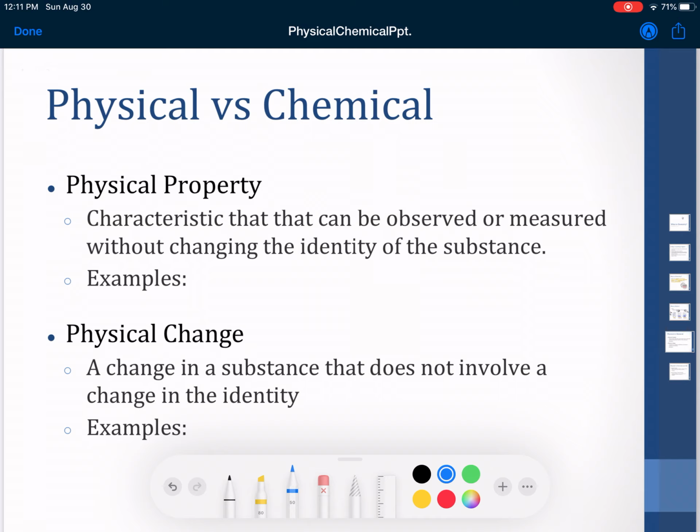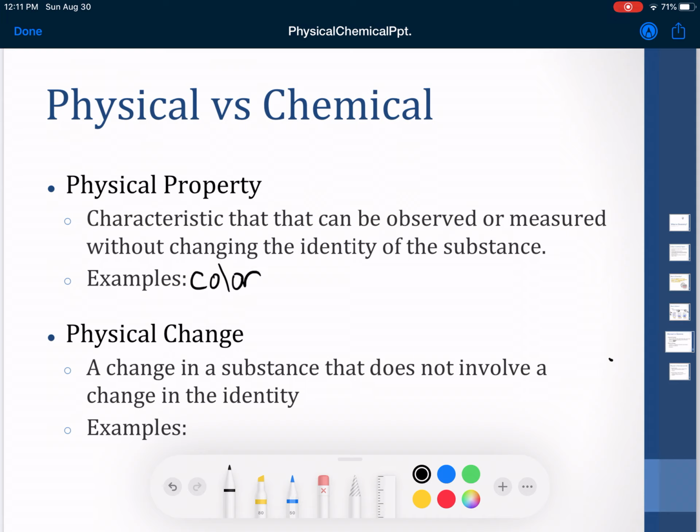All right, moving on. Physical versus chemical. So we're going to talk about physical properties and chemical properties. And we're going to talk about physical changes and chemical changes. Okay, so first, a physical property. A physical property is a characteristic that can be observed or measured without changing the identity of the substance. Okay, so let's think about some physical properties that we may be able to think of right off the top of our head. So physical properties could be anything like color.